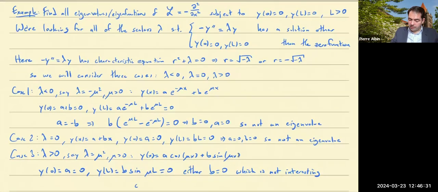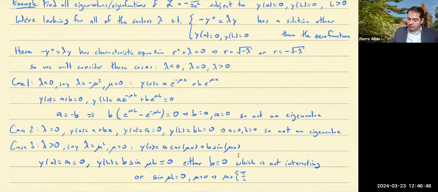Fortunately, there's another possibility. Sine of mu times L could be 0. Right? So since mu is positive, that means that mu would be an element of, well, pi over L, or 2 pi divided by L, or 3 pi divided by L, or generally just n times pi over L, where n is equal to 1, 2, and so on. Okay, excellent. So we finally found some eigenvalues.